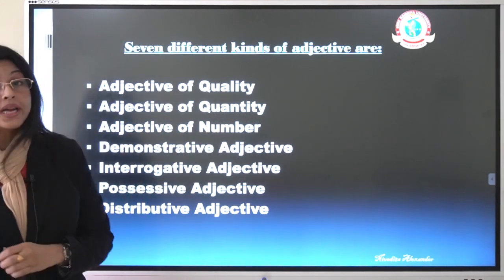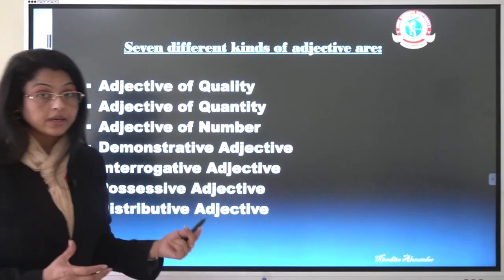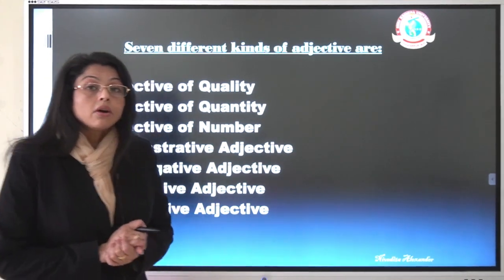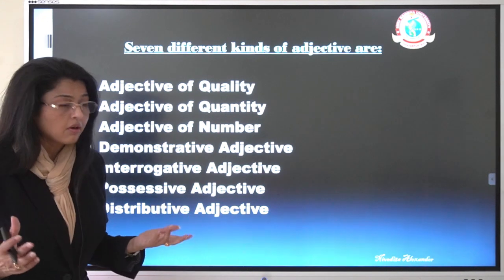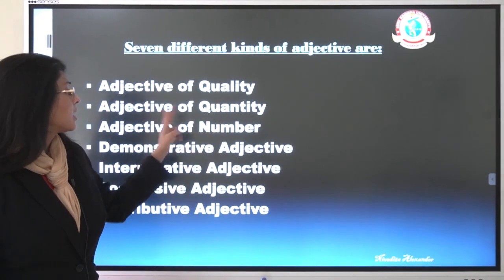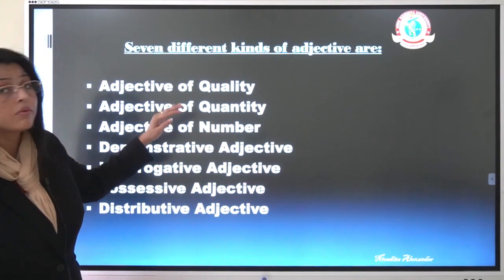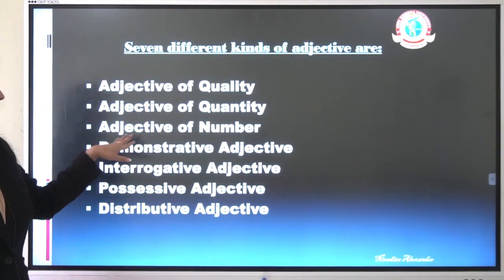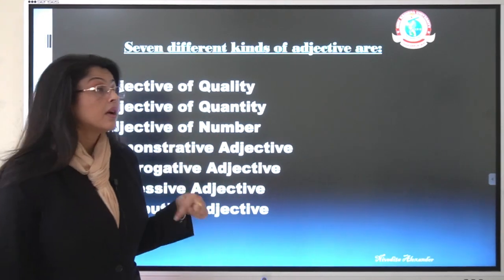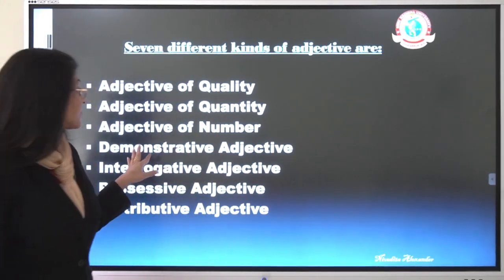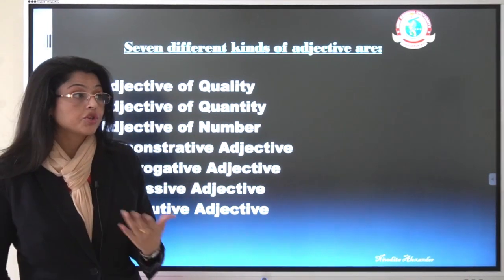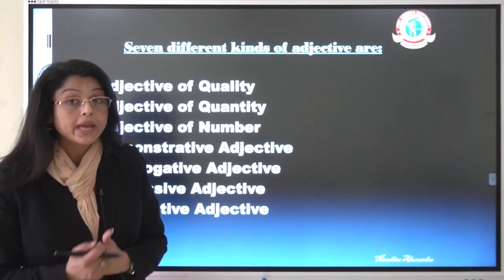Then adjective of quantity, the number, countable or non-countable. So countables: 1, 2, 3, first, second, third. Non-countables, which you cannot count, most of the liquids and gases, come under the quantity. We are going to study it further in detail. Adjective of number: 1, 2, 3, cardinals and ordinals. We are again going to study those numbers. Then possessive. Then demonstrative, which shows the position where the particular thing is located.